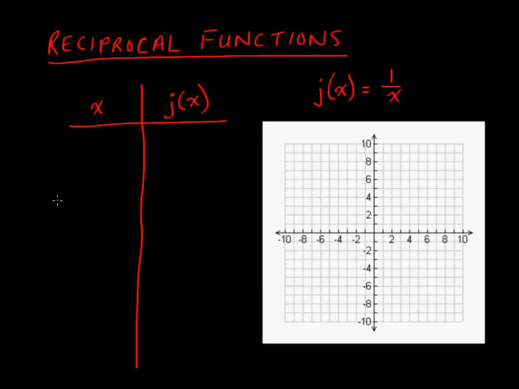The parent function for the reciprocal function family is j(x) = 1/x. It's called a reciprocal function because it is the reciprocal of the linear function y = x.